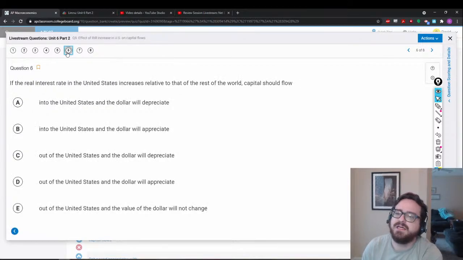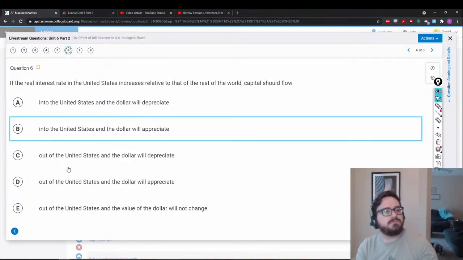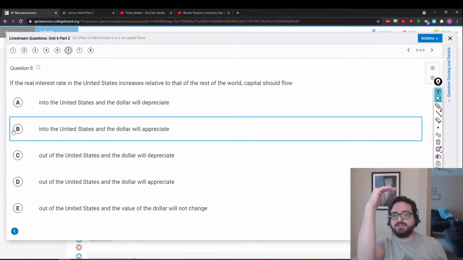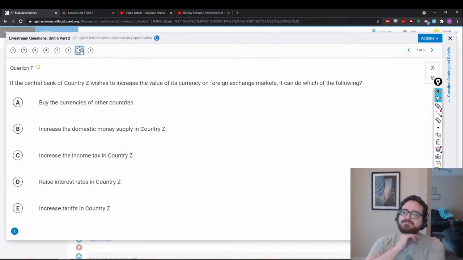Question 6. If the real interest rate in the U.S. increases relative to the rest of the world, then capital flow should go where? Interest rates are higher here. People want to invest here. Money should be flowing to us, and the dollar would be appreciating. I'm picking questions off of a long list of them, sort of at random, just to show you how often it's interest rates that they're talking about. How often? Most of the time. So you really need to have your money market and your loanable funds market graphs down for Unit 6, because they expect you to have it down by then.